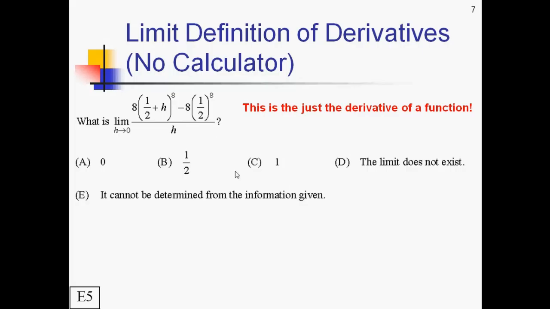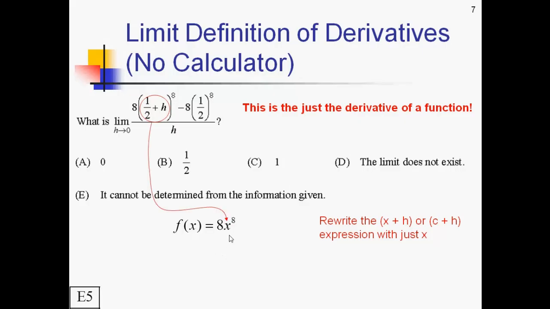So to do this efficiently, we're just going to rewrite the x plus h or constant plus h expression with an x. This 1/2 plus h expression right here, this is really just the x in some general function. So if we wanted to, we could rewrite this as whatever's happening to this 1/2 plus h. What is happening to it? Well, we're raising it to the 8th power, multiplying that by 8, so we can rewrite this as just 8x to the 8th, and we'll call that f of x.